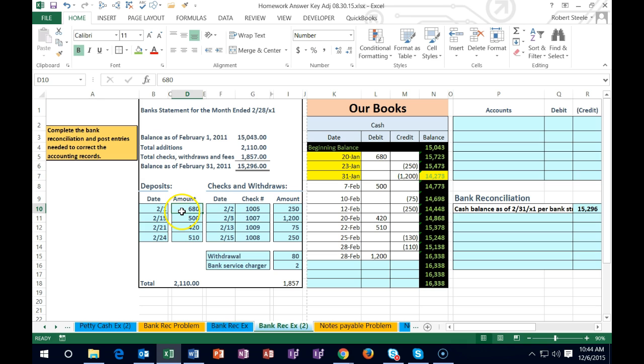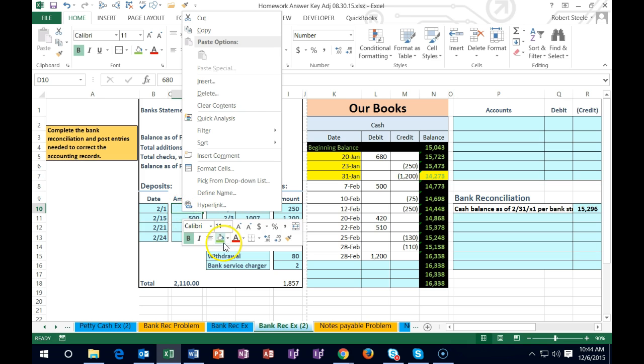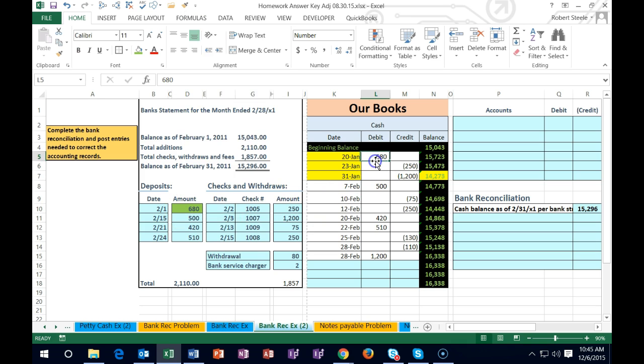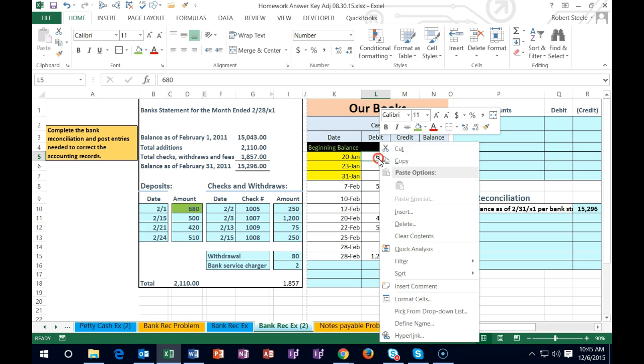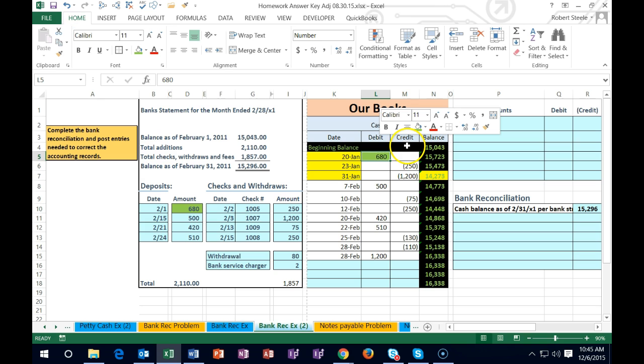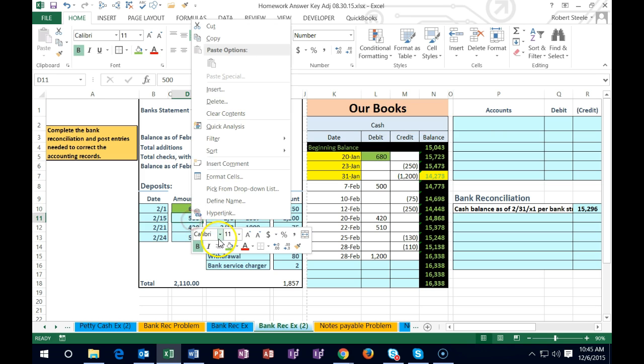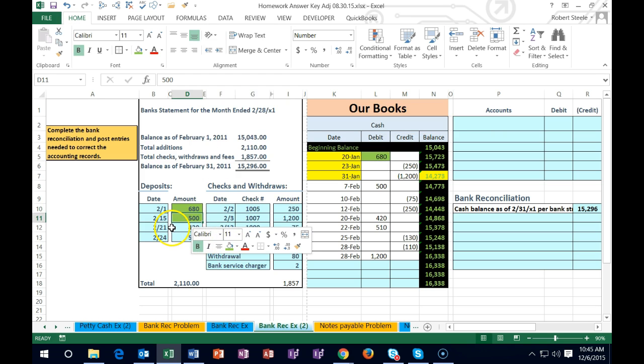Here's, as of 2/1, we have this deposit. I'm going to highlight it. I'm going to make it green. I see it right there. Again, the dates aren't the same, but it's likely that those are the right deposits. We deposited it before it cleared the bank because we made the deposit. It cleared the bank at a later time. Here's the 500 deposit. On 2/15 it cleared.